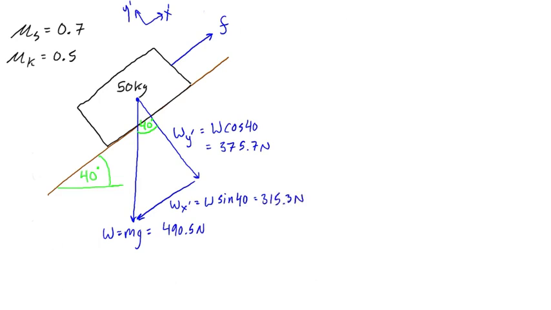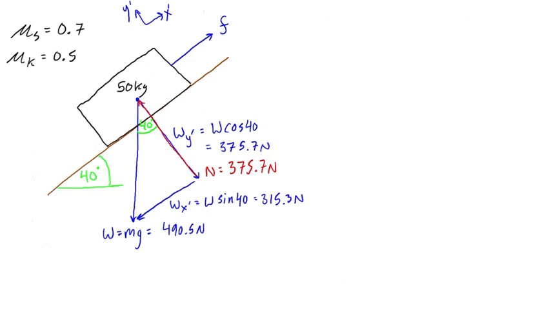315.3 newtons. There's also going to be a normal force acting here, which is going to be equal and opposite to Wy prime. So let's label on N here, going the opposite direction with the same magnitude, 375.7 newtons in that direction.